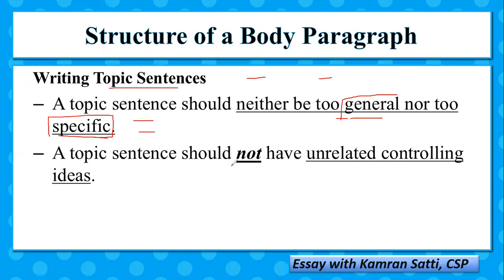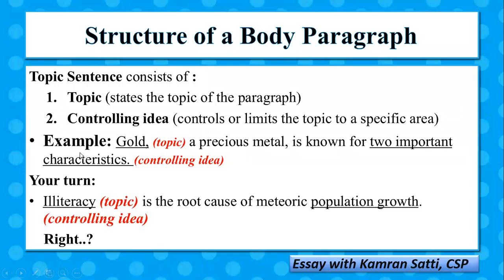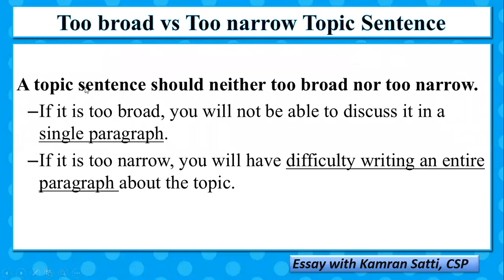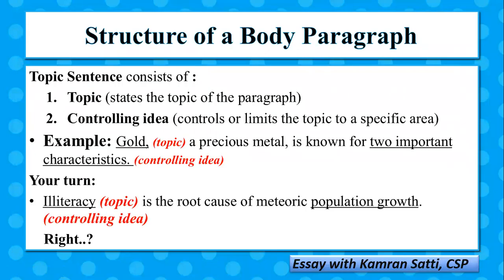A topic sentence should not have unrelated controlling ideas. Now remember, in the previous slide, in the controlling idea, I have mentioned two important characteristics. I can write two important characteristics because they are related controlling ideas.